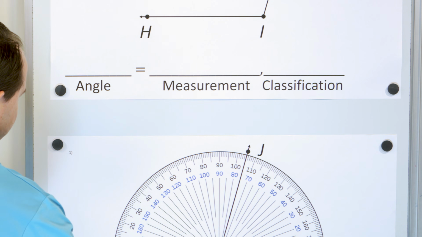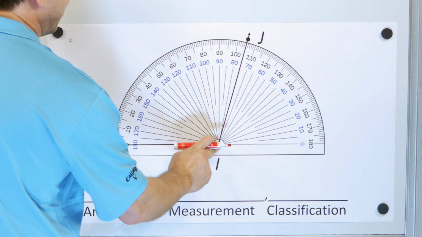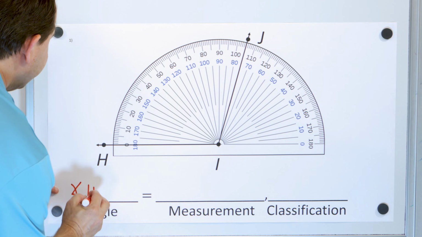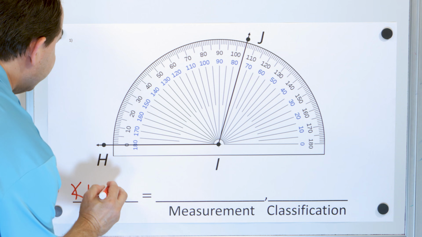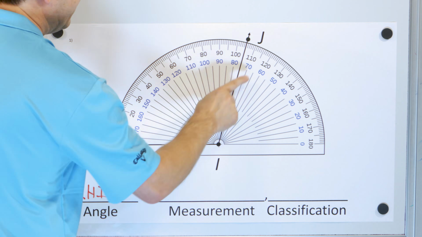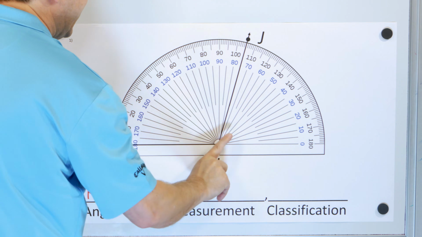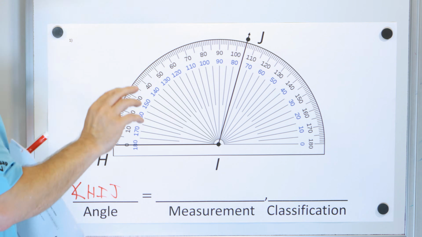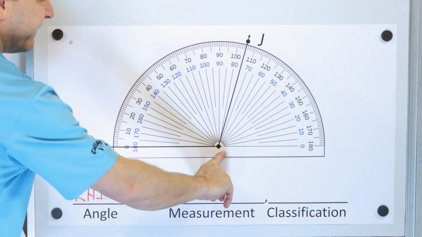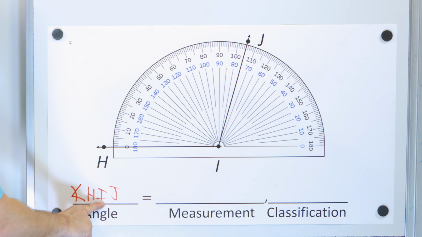All right, first things first, what is the name of this angle? We have H here, we have I here, and we have J here. So I'm going to call this angle HIJ. It's important to know that when you name angles, you can name it HIJ or you can name it JIH. That's totally fine. You can name it in any order you want, but the I, the center, which we call the vertex of the angle, has to be in the middle. So either HIJ or JIH, but I has to be in the middle.